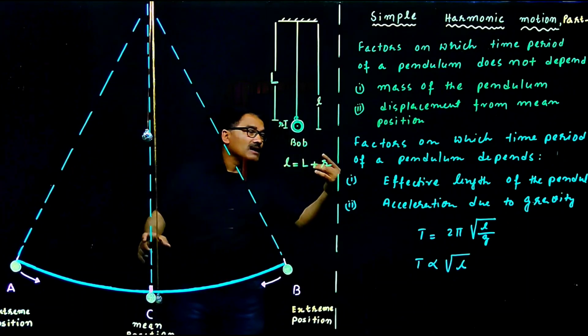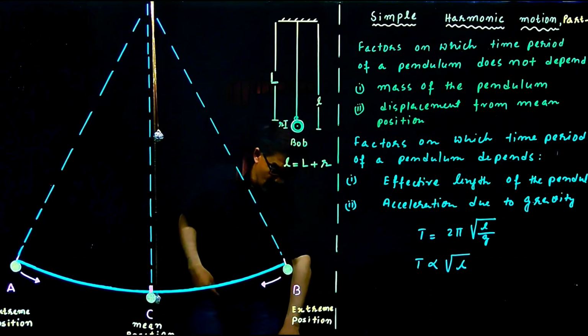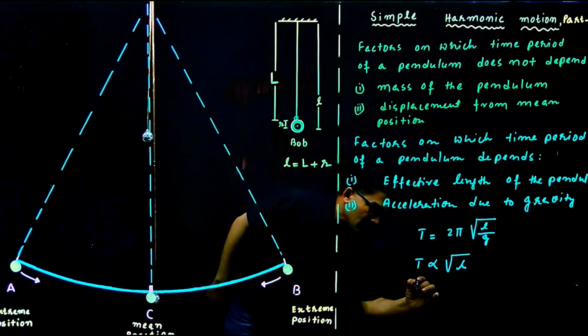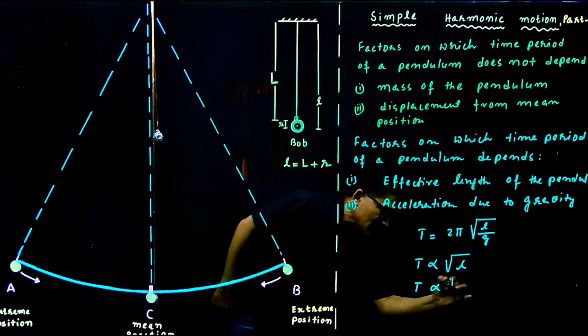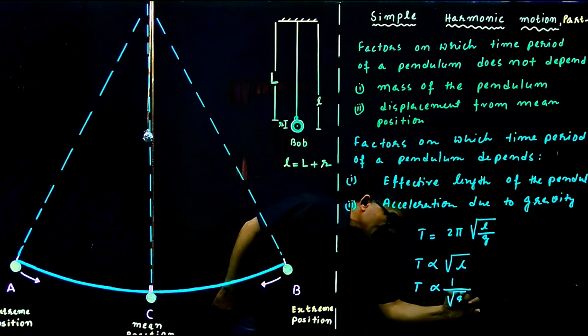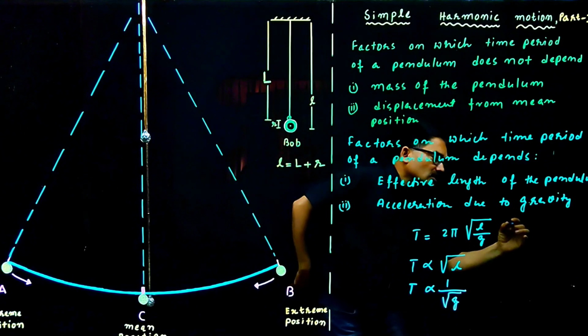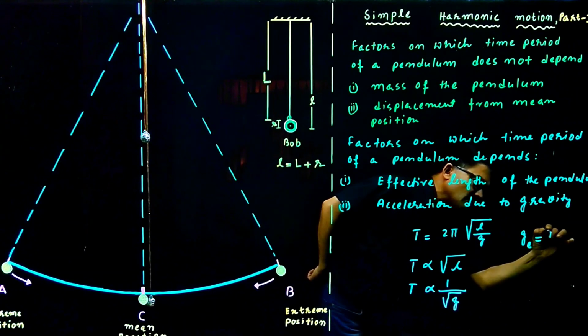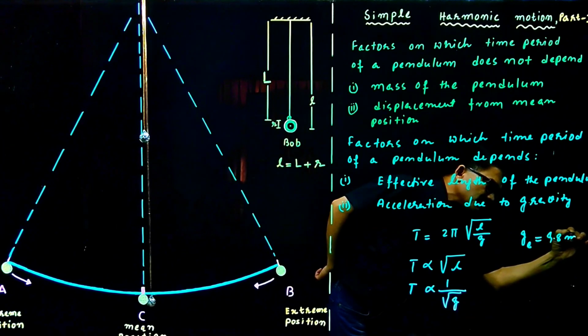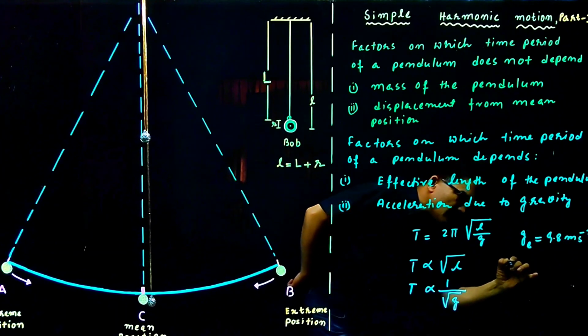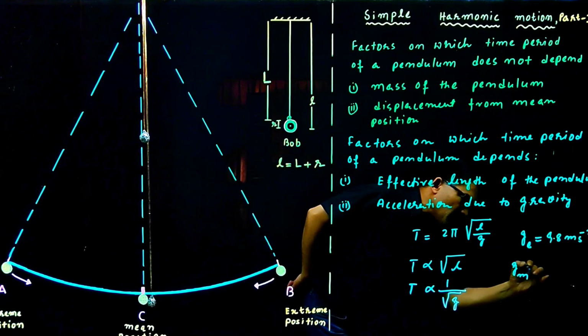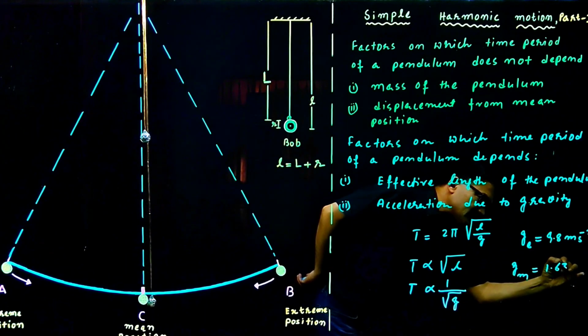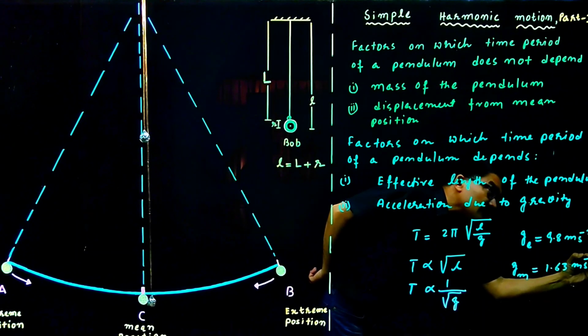And the next one is acceleration due to gravity. Acceleration due to gravity, the time period is inversely proportional to the square root of the acceleration due to gravity. So the value of g on earth, that is g_E, is equal to 9.8 meter per second square, and the value of g on moon is 1.63 meter per second square.